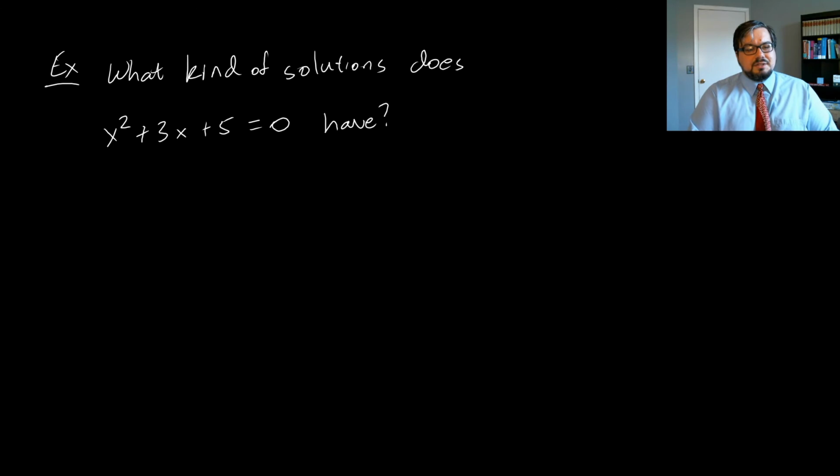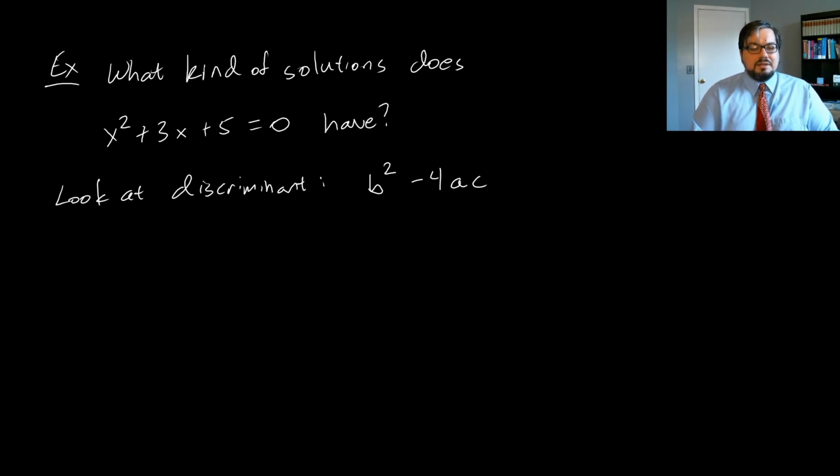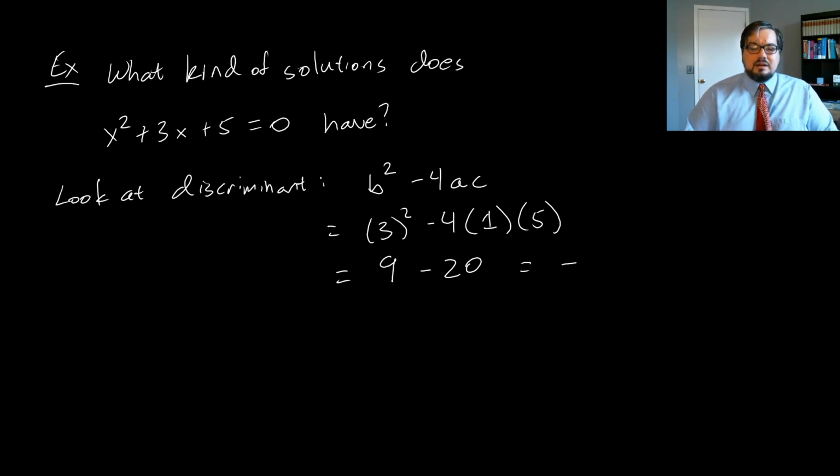So to answer this, we look at the discriminant. The discriminant is b squared minus 4ac. In our case, that's going to be 3 squared minus 4 times a, which was 1, times c, which is 5, which gives us 9 minus 20, because 4 times 1 times 5 is 20, which is negative 11.